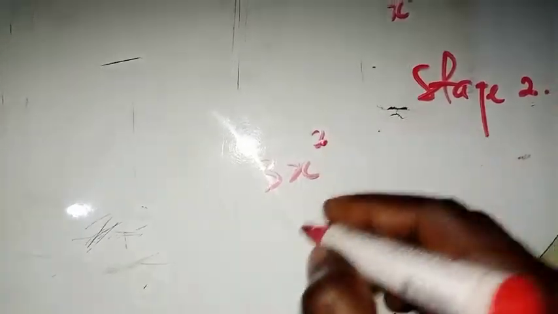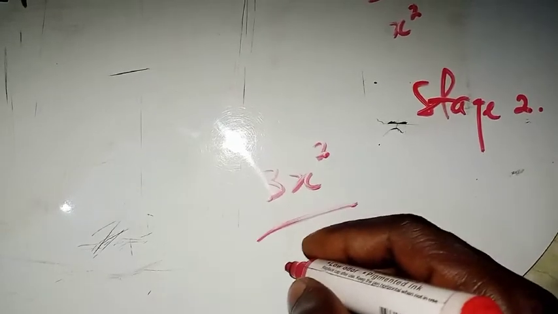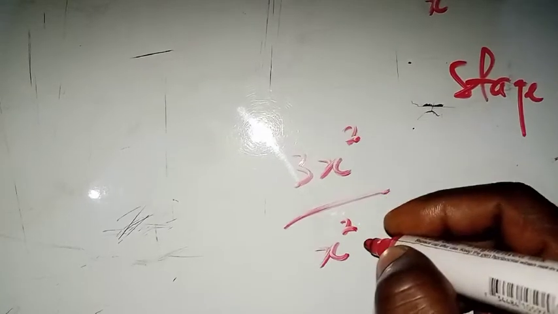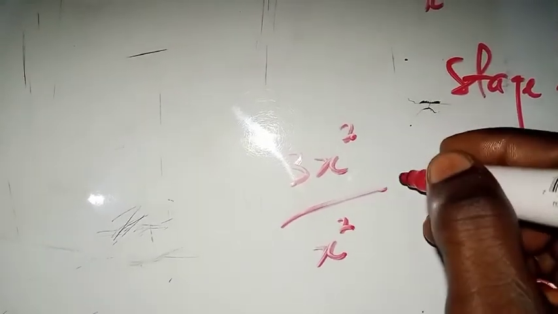3x squared being divided by, let's say, should that be x squared here, something of this nature? What do you think would be the answer to this one? Make sure that you give me the answer in the comment section below.